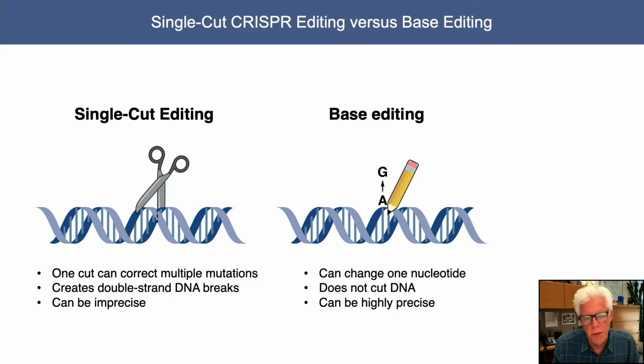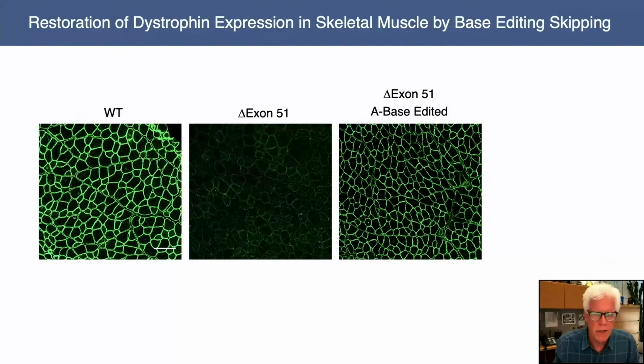Most recently, there have been new strategies for gene editing that have been developed, such as base editing, which allows the conversion of a single letter in the DNA code to another letter to remove the mutation. And this is highly precise at the target site. Next slide. Here you can see on the left is normal muscle from a wild type mouse.